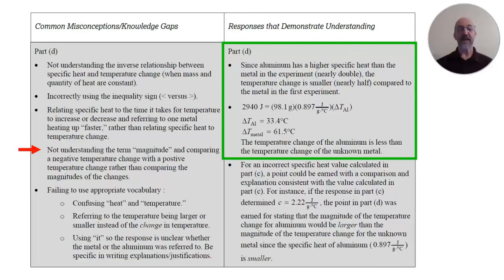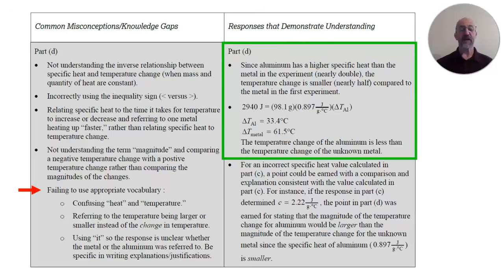Not understanding the term magnitude, they were somehow confused with their positive and negative signs. They were referring to a positive temperature change rather than comparing the magnitudes of the changes. And then the last mistake that students made was failing to use appropriate vocabulary, such as confusing heat and temperature, or they would refer to the temperature being larger or smaller instead of referring to the change in temperature.